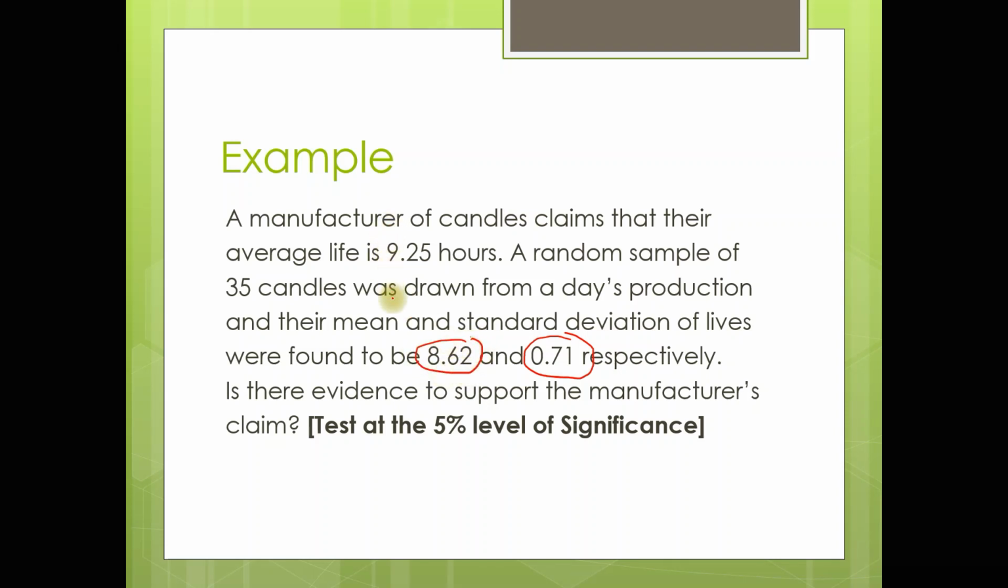Now you have to be careful and understand clearly what information is given to you in this question. You clearly see here a 9.25 which is also a mean, 8.62 which is also a mean, and this one is a standard deviation, and you have a sample size of 35. So let's just write down the information. You have n equal to 35, a mean of 9.25, a mean of 8.62 and a standard deviation of 0.71.